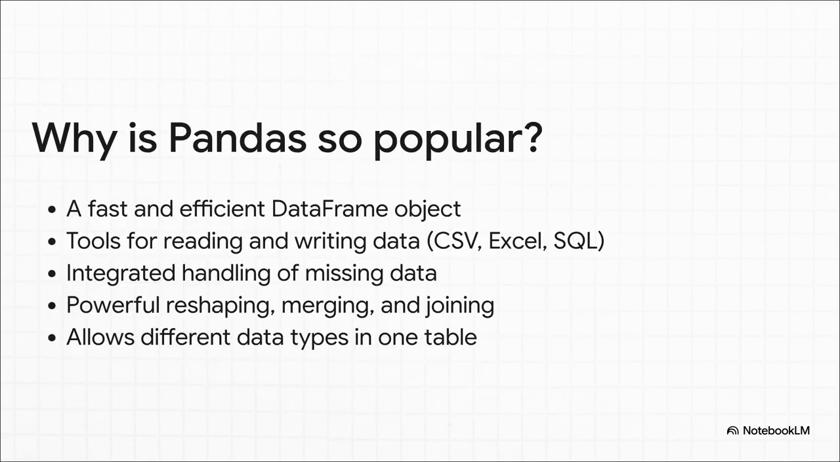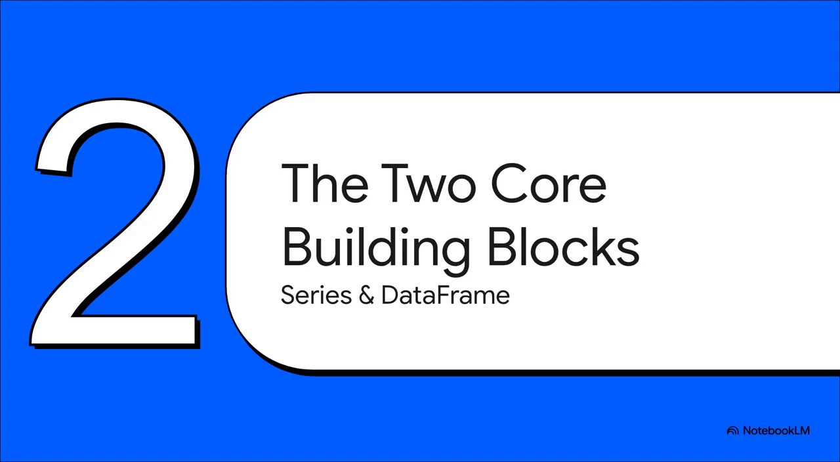So why is everybody using it? What gives it these superpowers? Well, for one, its main data structure, which we'll get to in a sec, is incredibly fast and efficient. It also has these built-in tools that can read almost any kind of data file you can throw at it. CSVs, Excel files, you name it. And that messy data problem we talked about, Pandas has some really elegant ways to handle missing values, which is probably the biggest headache in data. Best of all, it lets you mix everything together. Numbers, text, dates, all in one clean table. It just works.